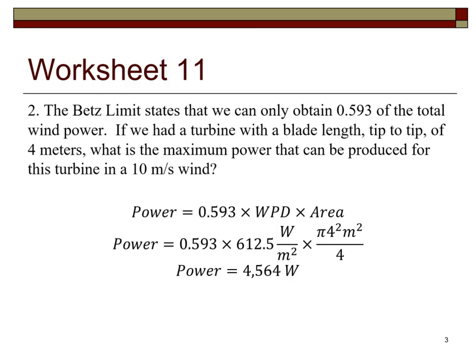So we take the 0.593 times the wind power density of 612.5 watts per meter squared times the area that the blade traverses, pi times 4 squared, that's meters squared, so it's pi d squared over 4. So the power is 4,464 watts.